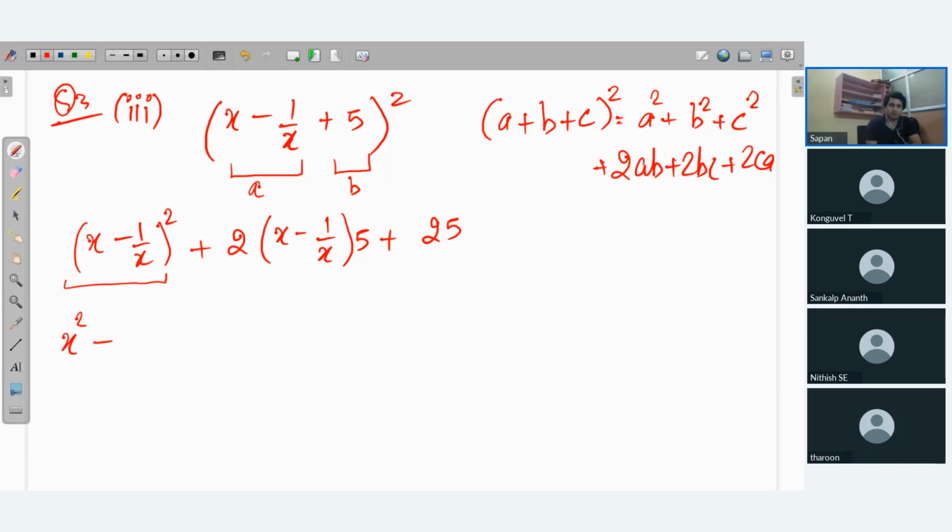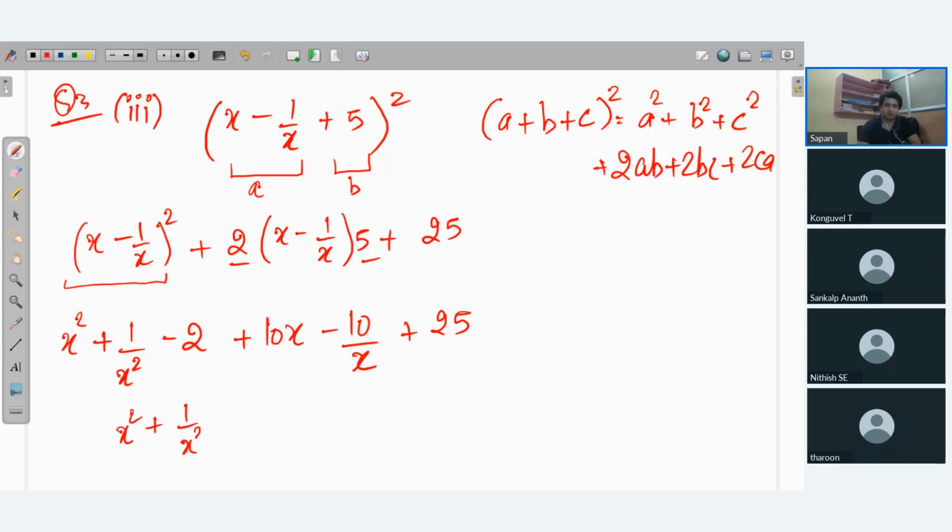Now I expand this one, (x minus 1 by x) whole square. This is again x square plus 1 by x square minus 2. Plus 2 into 5, 10, so 10x minus 10 by x plus 25. So this becomes a simple x square plus 1 by x square plus 10x minus 10 by x plus 23. Using any way, you will get the same thing, no much difference.